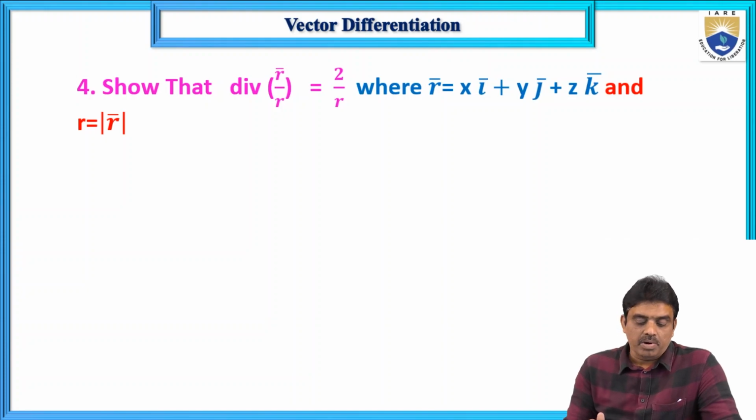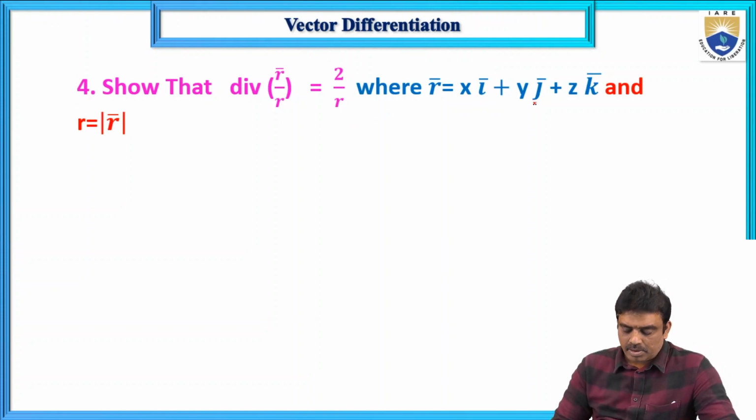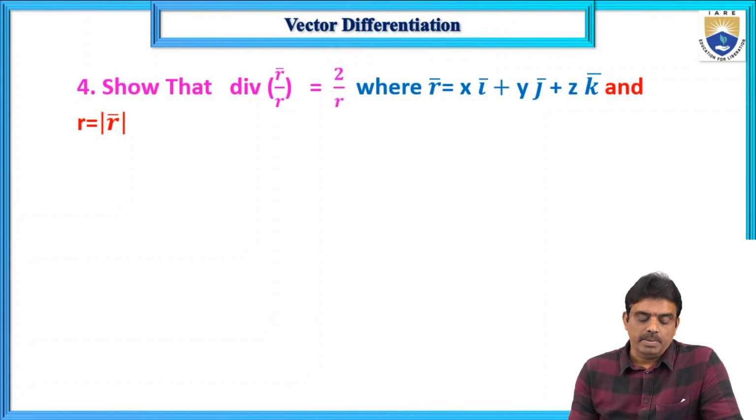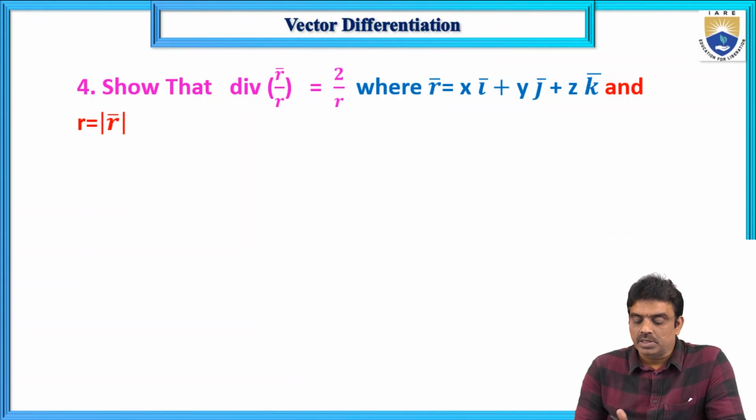Now I would like to do one more problem on divergence. Divergence of r bar by r is equal to 2 by r, where r bar is x i bar plus y j bar plus z k bar. This is the last problem of the topic, divergence of a vector point function.